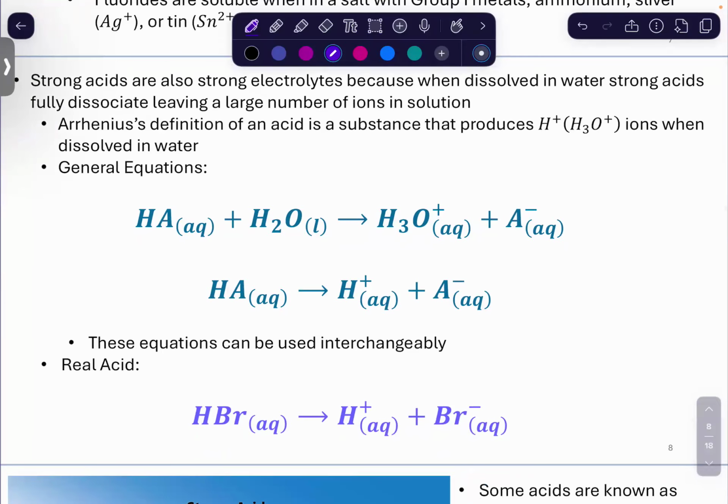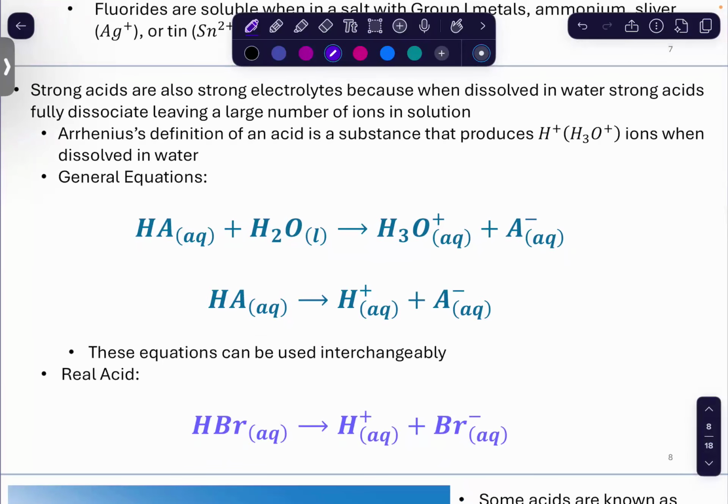So strong acids are another type of strong electrolyte. Strong acids fully dissociate in water. General equations for a strong acid. So the way we represent this is you have your proton and then whatever else is on the acid. And so your HA is your acid. You mix it with water. The water will take on that proton. You'll get a hydronium.